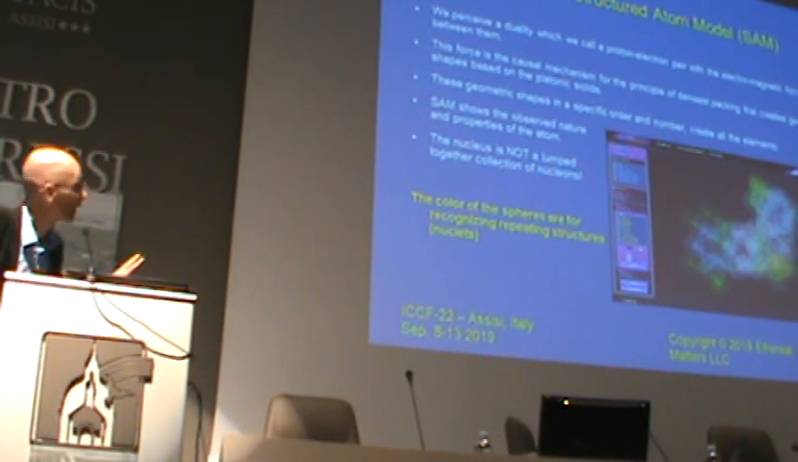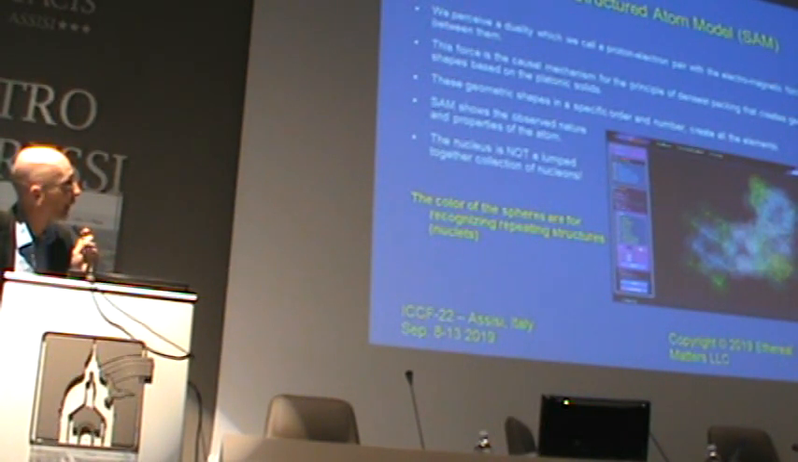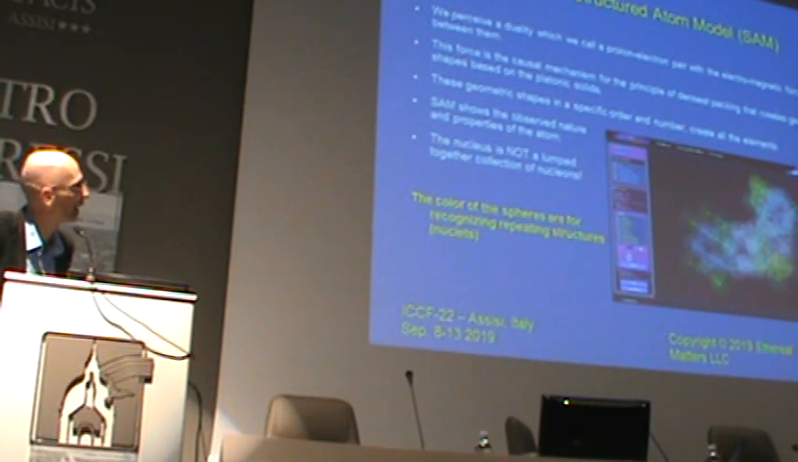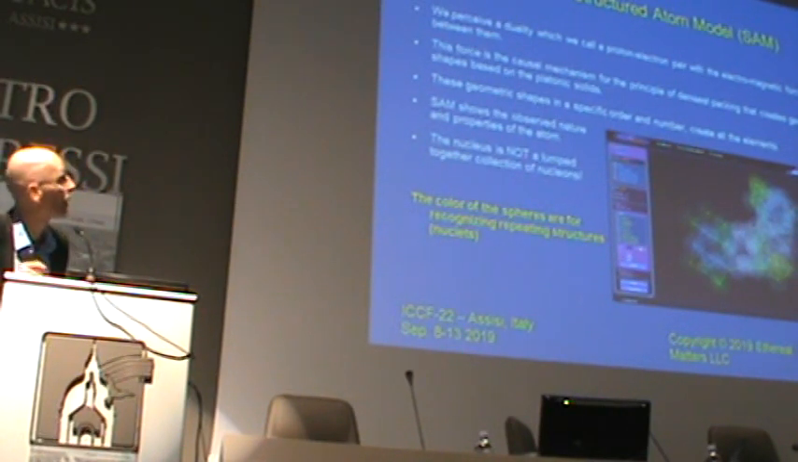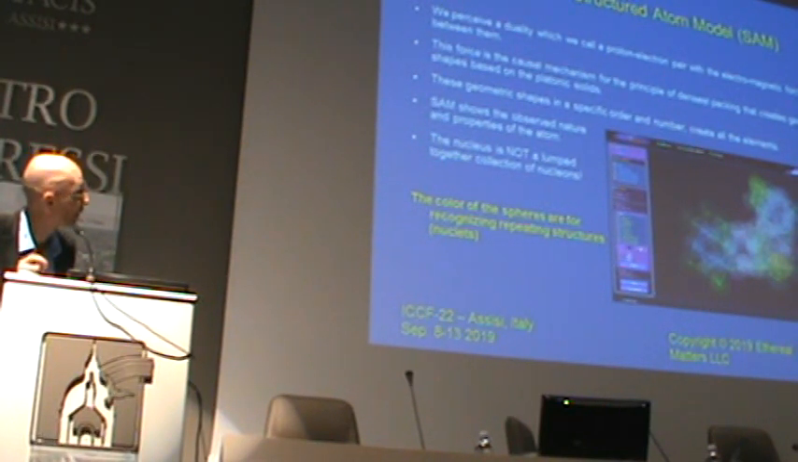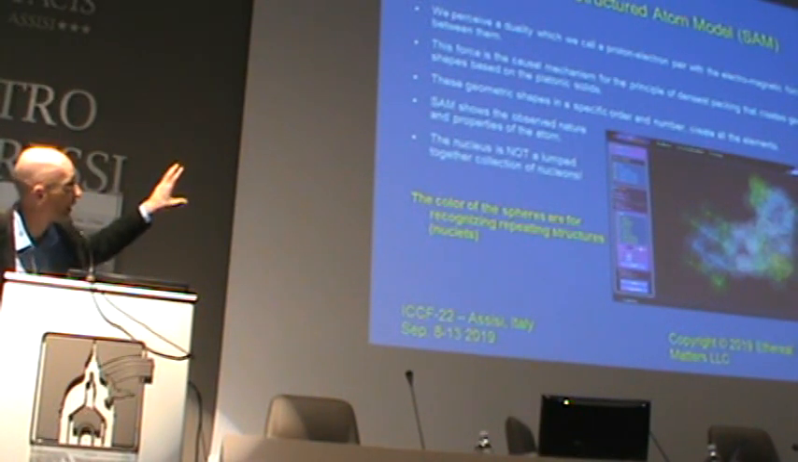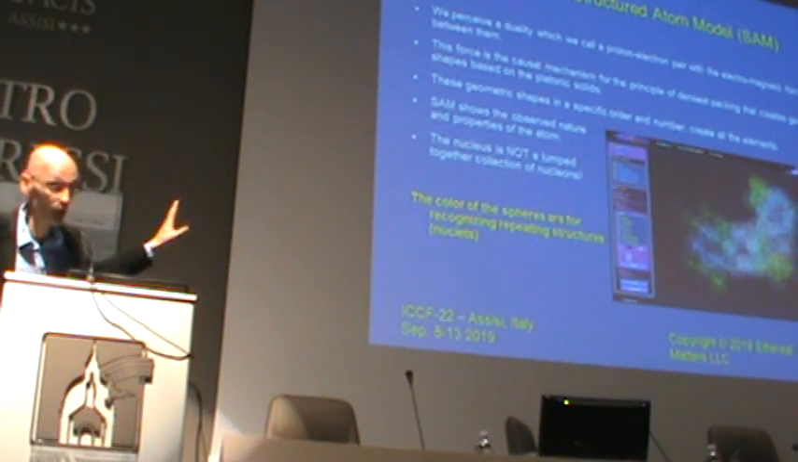Okay, the summary of the structured atom model. We perceive a duality we call a proton-electron pair, with the electromagnetic force acting between them. This force is the causal mechanism for the principle of the densest packing that creates geometrical shapes based on the platonic solids. These geometrical shapes, in a specific order and number, create all the elements. The SAM shows the observed nature and the properties of the elements, and I would like to emphasize that the nucleus is not a lumped together collection of nucleons.